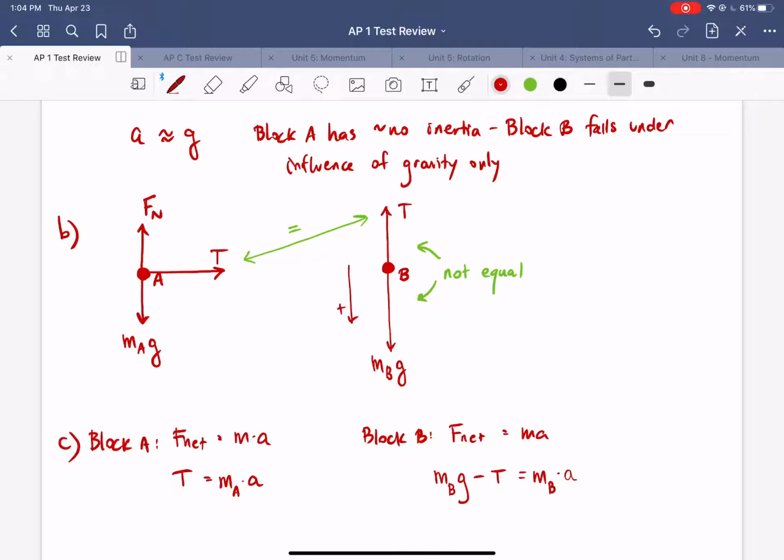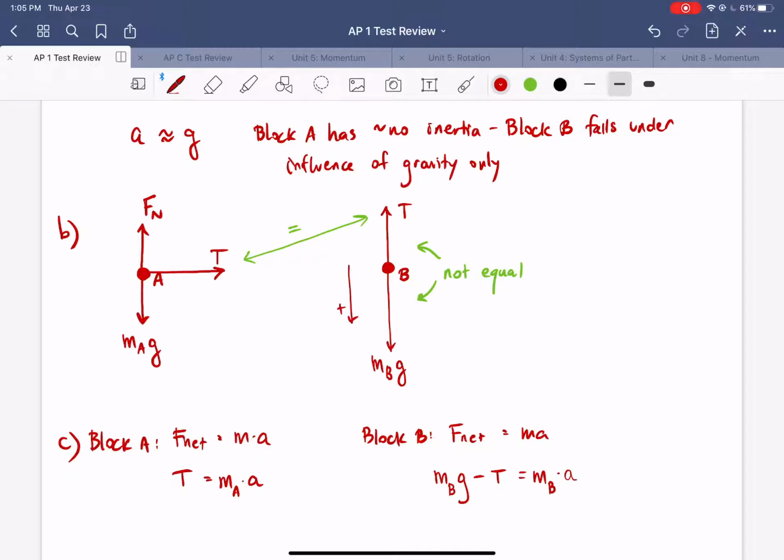So these blocks are attached to each other, so they are both going to accelerate at the same rate. Technically, I would say the accelerations are not equal because that's a vector and they'll have different directions, but the magnitude will be the same. So if A accelerates at 2 meters per second squared to the right, B will accelerate at 2 meters per second squared downward.